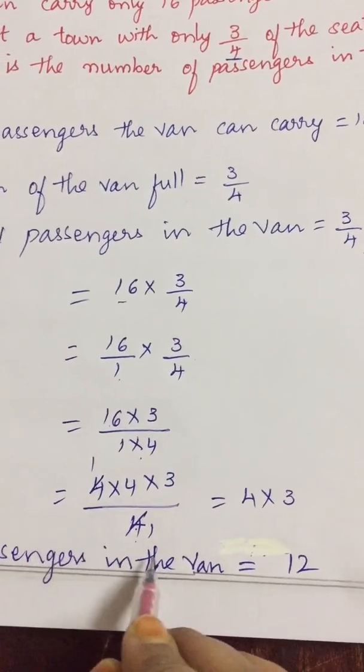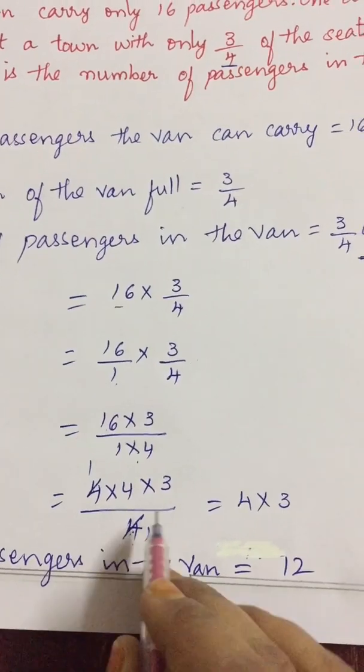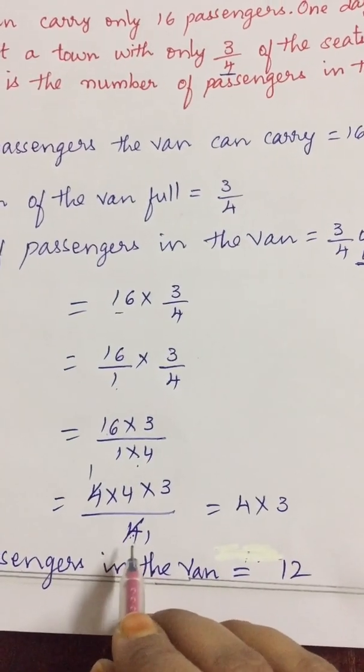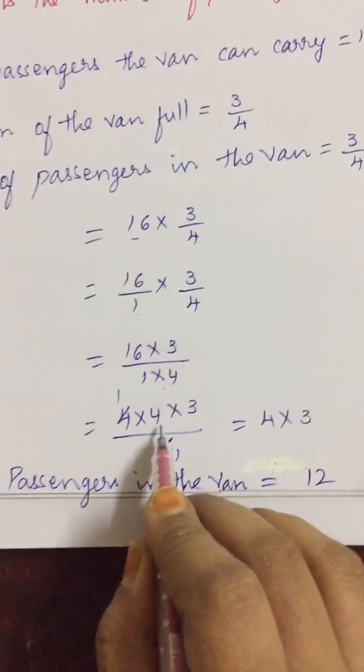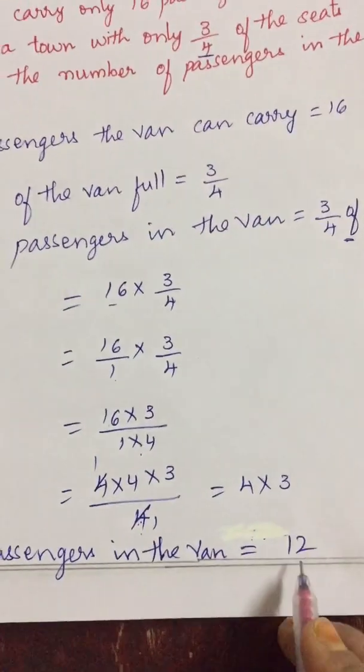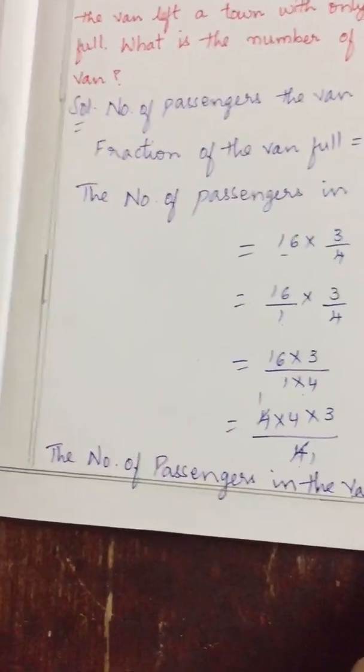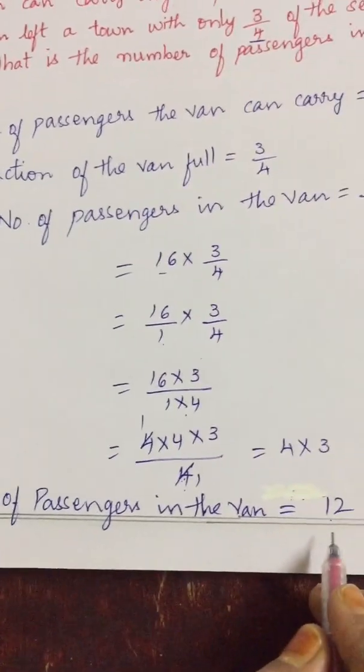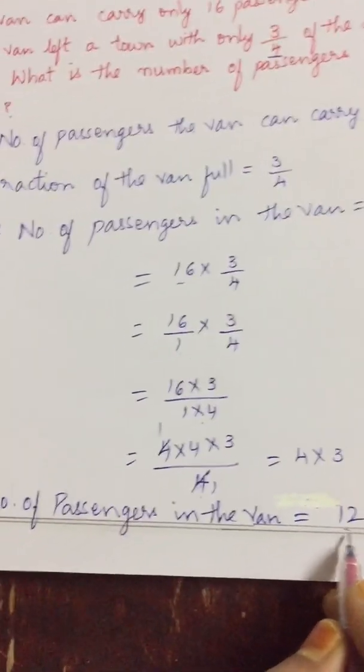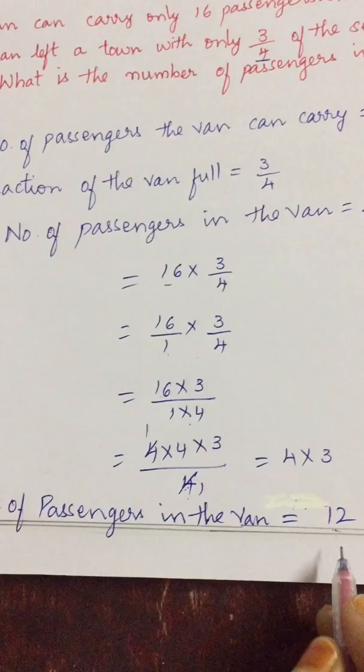This 4 and this 4 we can cancel. Same numbers are there in numerator and denominator. Already we discussed this in the previous class. So the remainder is 4 into 3. 4 into 3 is nothing but 12. So how many passengers sat in the bus? In the van, 12 passengers sat out of 16 seats. Am I clear, children?